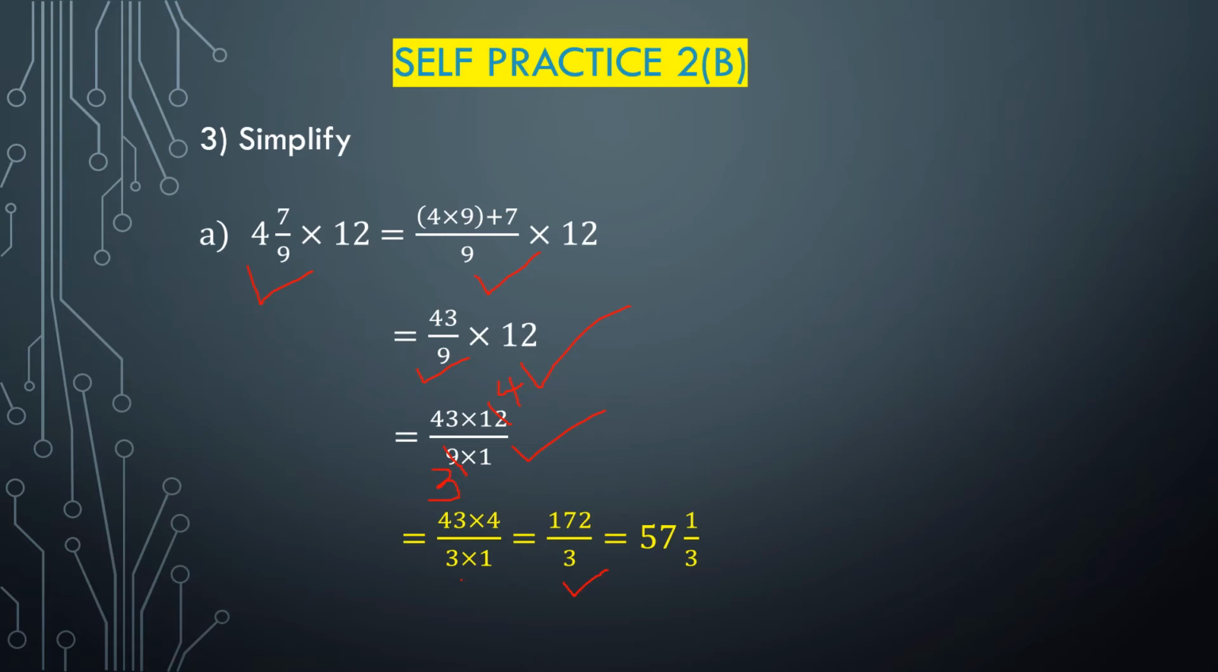So we can write the mixed fraction as quotient, remainder over divisor. Quotient is 57, remainder is 1 and divisor is 3. So we get 172/3 is 57 1/3, and 57 1/3 is a mixed fraction.